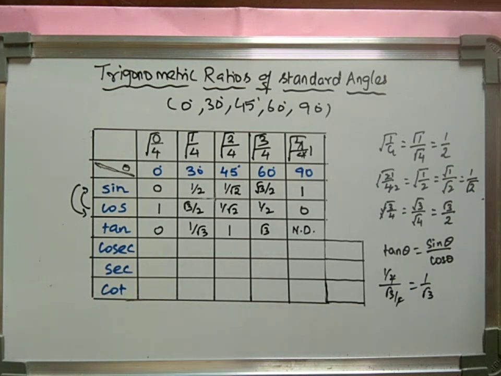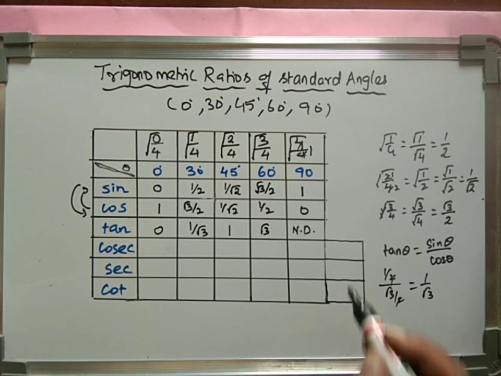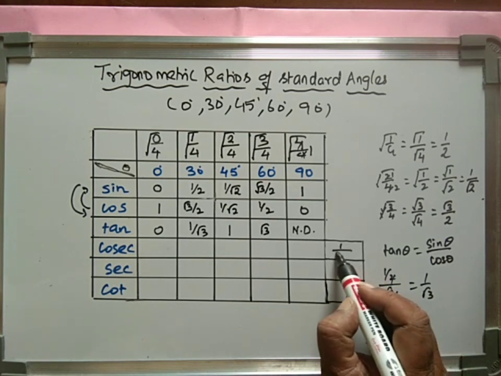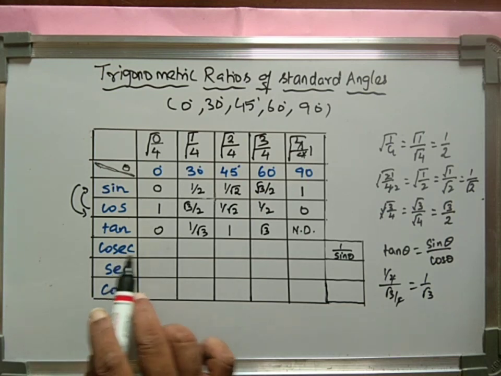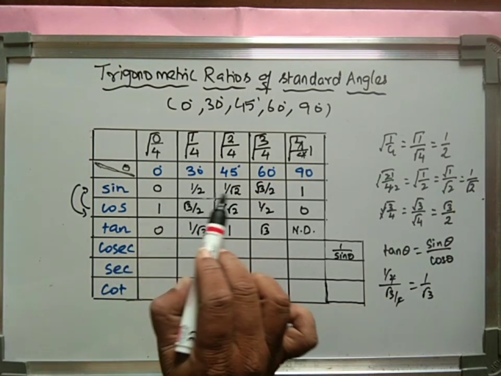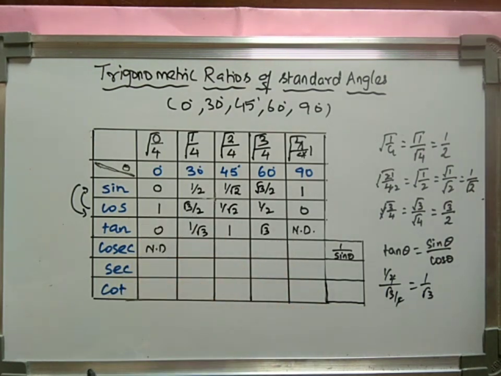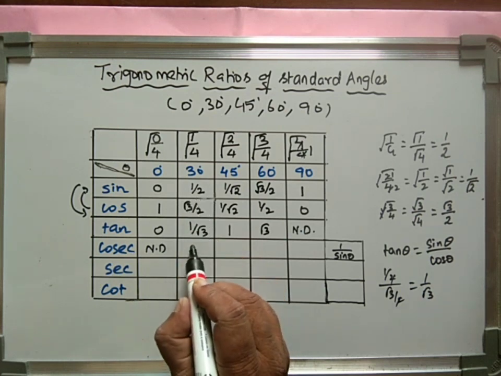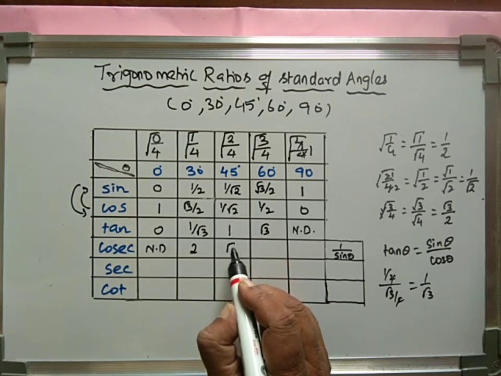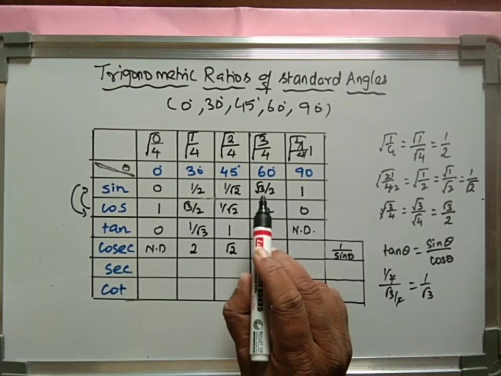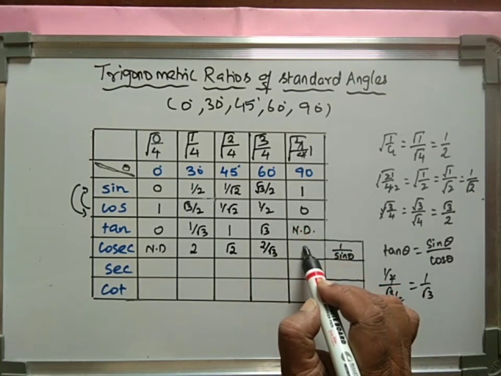Now cosecant theta. What is cosecant theta? Cosecant theta is the reciprocal of sin theta, that is 1 by sin theta, isn't it? Therefore we find cosecant values by taking the reciprocals of sin values. The reciprocal of 0, that is 1 by 0, not defined. The reciprocal of 1 by 2, 2 by 1, that is 2. The reciprocal of 1 by root 2 is root 2. The reciprocal of root 3 by 2 is 2 by root 3, and the reciprocal of 1 is 1.